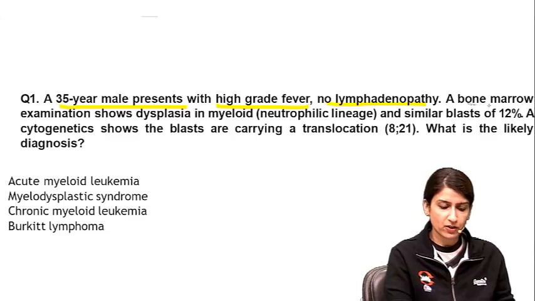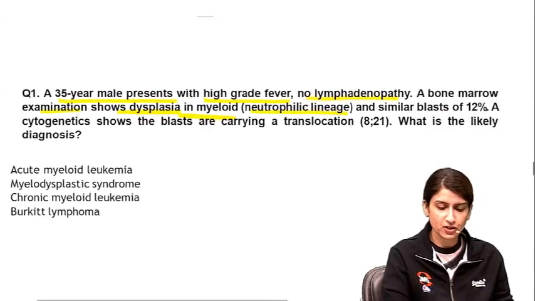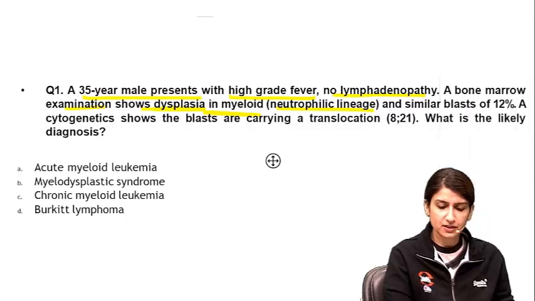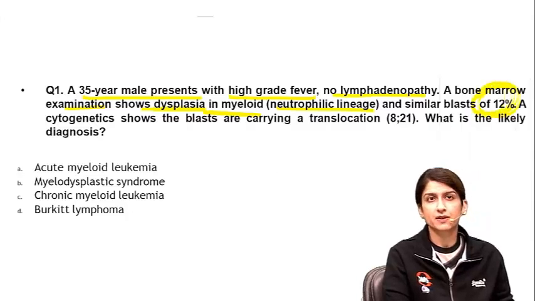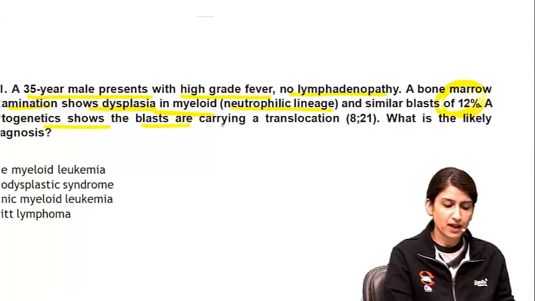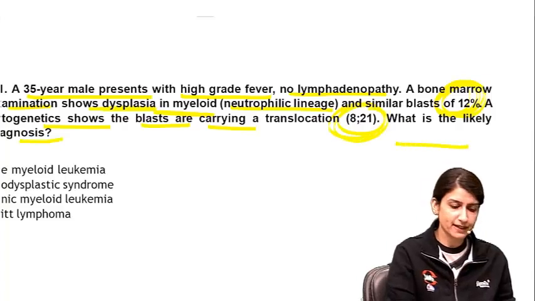A bone marrow examination was done and it was showing dysplasia in the myeloid, yani ki neutrophilic lineage, and a blast count of 12%. Cytogenetics shows that the blasts are carrying a 8;21 translocation. What is the likely diagnosis?